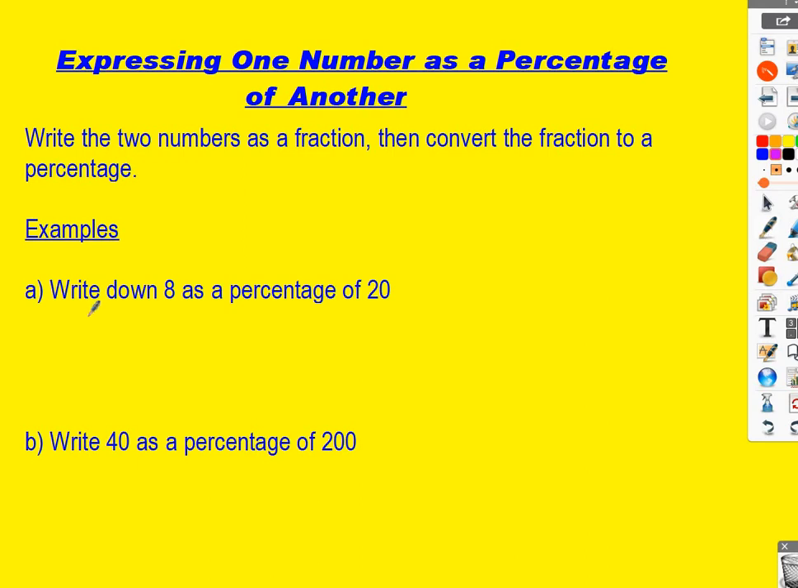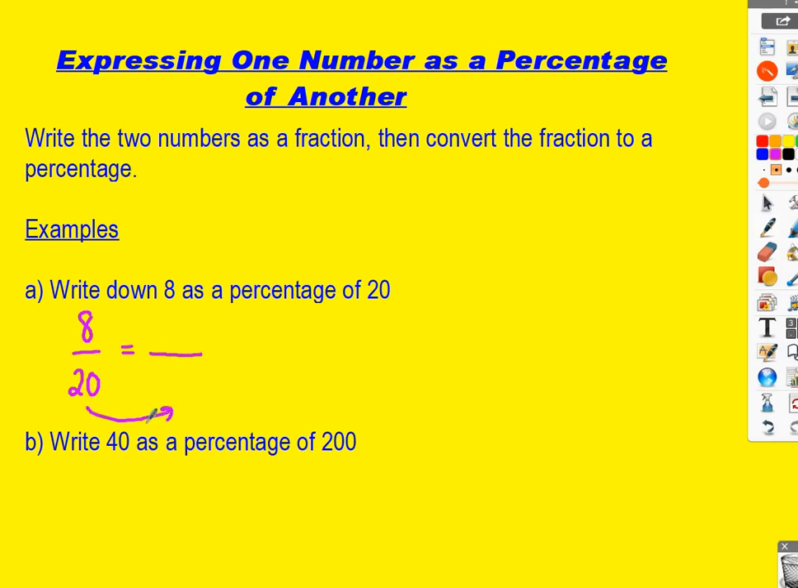So like I said, the first thing we're going to do is write it as a fraction. So that's 8 out of 20. Percentages are out of 100. Percentage means out of 100. So I think I'll use equivalent fractions now to convert this into a percentage.